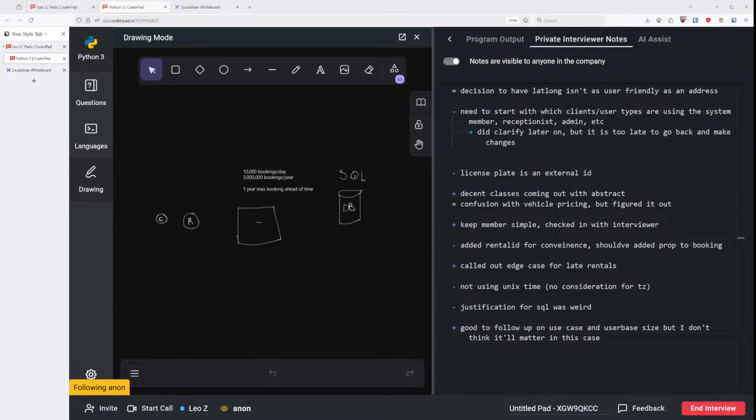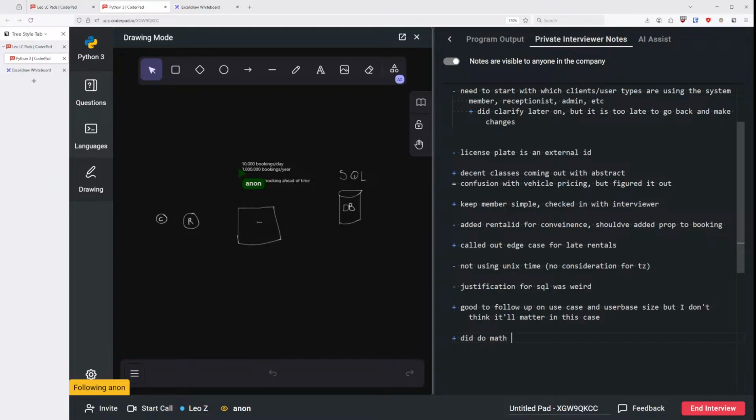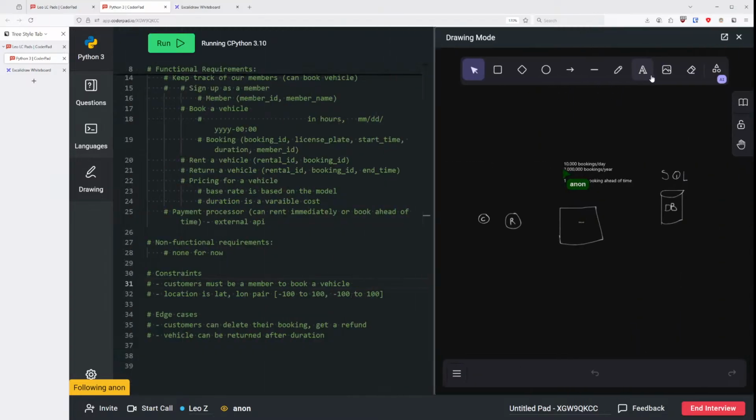Okay, that makes sense. So we don't need to expect more than 3 million bookings per year. Right now I'm thinking how I should estimate how large a booking should be. I don't want to just randomly guess. So let's look at what we've identified in a booking. A booking needs a booking ID, which is just an integer, the license plate of the vehicle, the start time, duration, and member. Let's just say 1 megabyte for every attribute here.